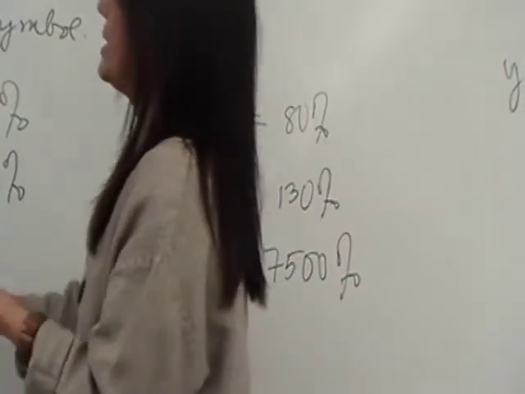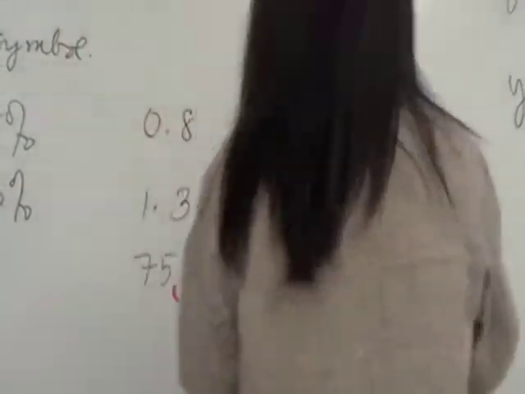So decimal to percent is to the right, percent to decimal is to the left. Okay?